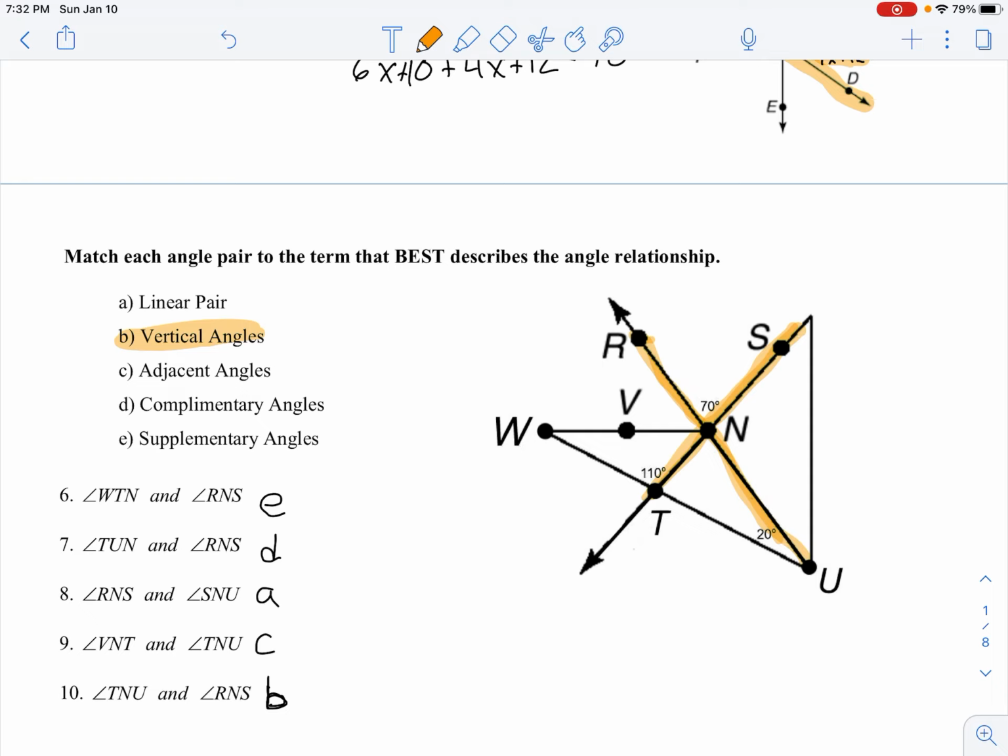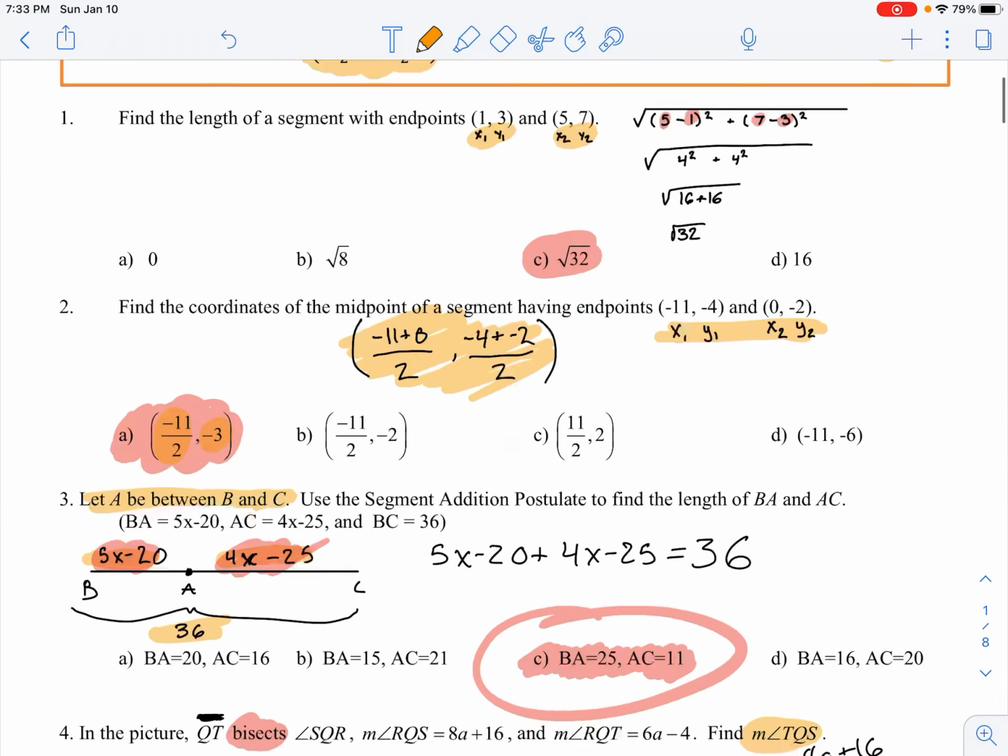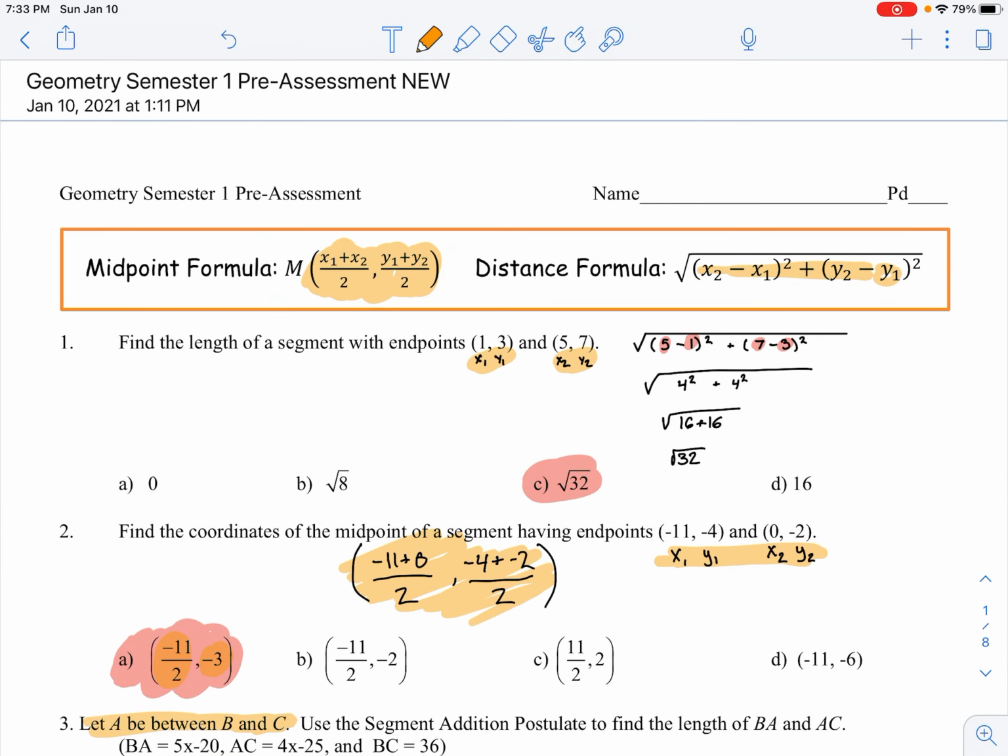So, again, study from this. This is the most important thing that you can probably study from for the semester test. If you're understanding this review, you're going to do just fine on the semester test.